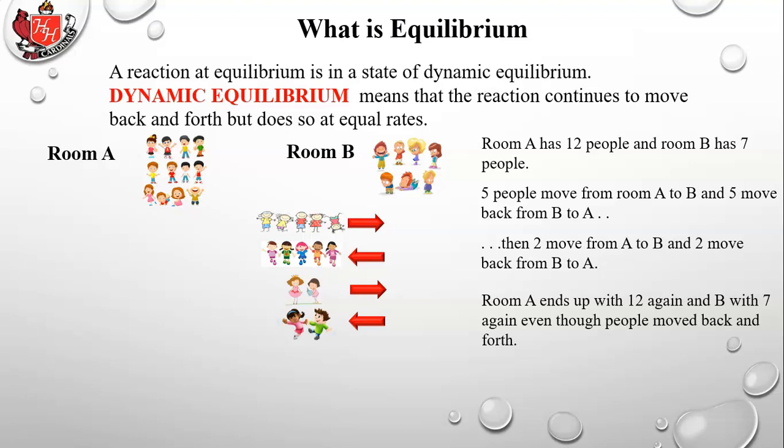Room A ends up with 12 students again and B with 7 again, even though the people move back and forth and there might be different people in the 2 rooms. So they're in a state of equilibrium, but still they're moving back and forth. They're just doing so at equal rates. That's what dynamic equilibrium means. It means the reaction can go in both directions, and it does, but it goes at the same rate in the forward direction as it does in the backward direction. So this is dynamic equilibrium.